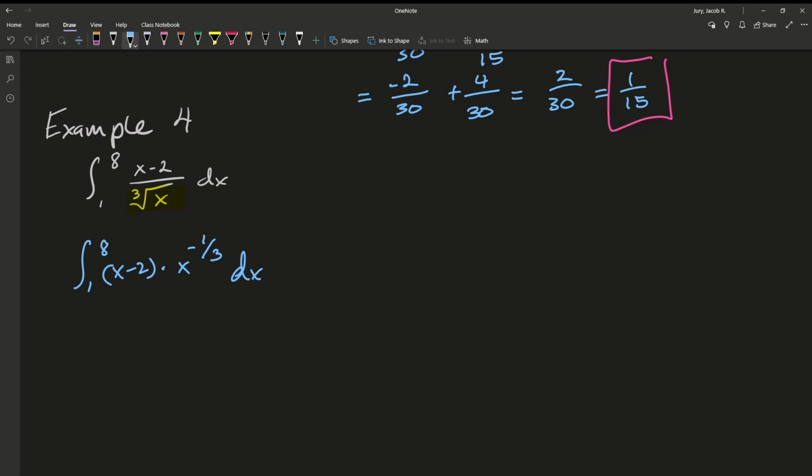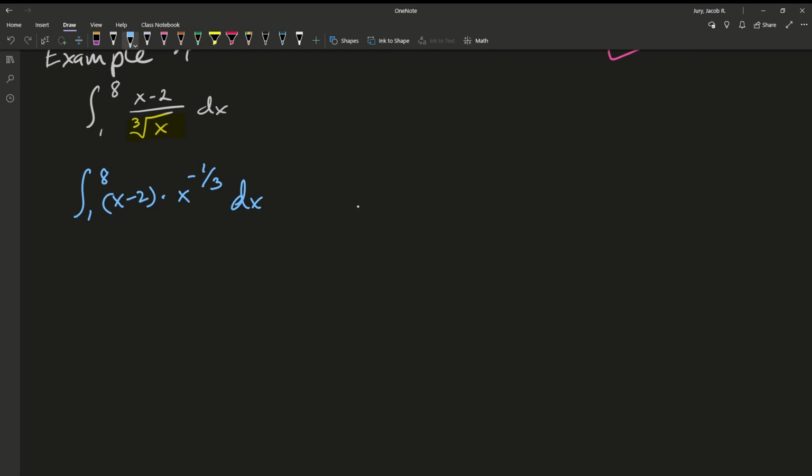And my problem is still not really simple, because I still have to take care of distributing this x to the negative 1/3 to each term. So I'm going to do that because remember, it's not a good thing to integrate unless it looks like the inverse power rule. So how do I deal with this? I've got x times x to the negative 1/3. So I'll add their powers. So I get x to the 2/3, and then I have minus 2x to the negative 1/3. And now I can integrate these things.